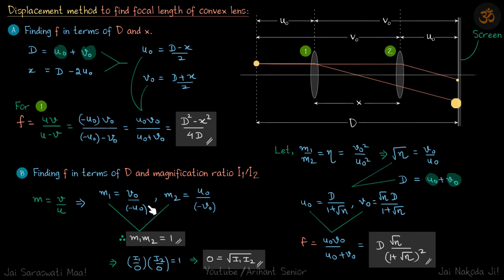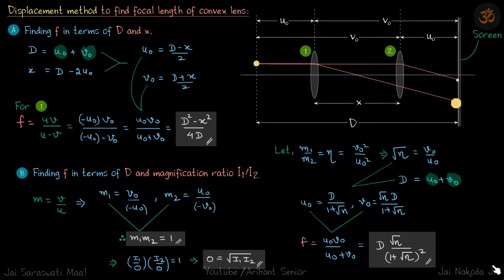Why? Because you can just see here, m1 by m2 is v0 square by u0 square, which gives root of eta is v0 by u0. This is our first equation. Second is d is equal to u0 plus v0. So again we have two equations, two variables u0 and v0. Solving that, we'll get the values of u0 and v0, and then we know the focal length is this. So we'll put the values of u0 and v0 here and get our focal length in terms of eta and d. Now, these four relations we are going to use in some problems.